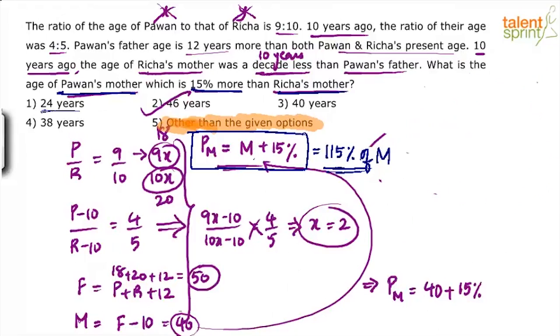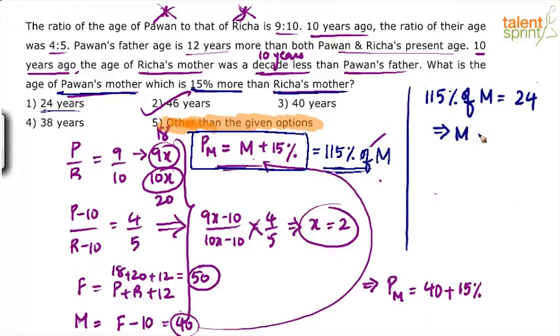So according to option 1, again, this is all about calculation. That's why I'm telling you, focus on your numbers, focus on your calculation ability. According to option 1, we are saying that 115% of M, or whatever variable, is equal to 24. Now you must be able to understand that M should be an integer. That's what I told you, right? Ages are generally integers. So will M be an integer?